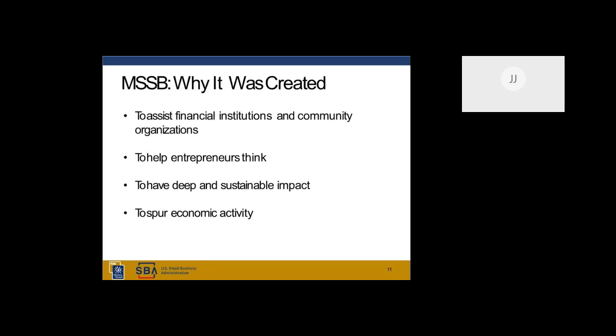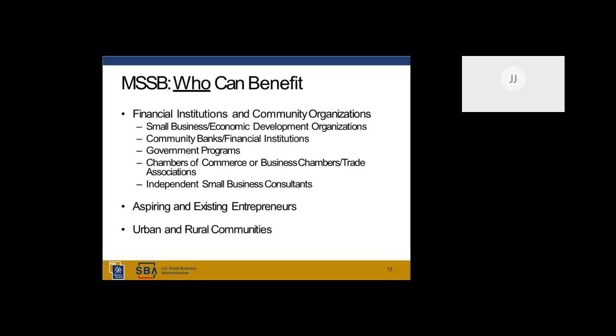Okay, MSSB was created really as a tool, but with 4 different groups in mind. So the first one was to assist financial institutions and community organizations in their mission to assist aspiring and existing entrepreneurs. The second is to help entrepreneurs think through their business model and to start and grow their businesses. Third, to have a sustainable impact in all types of communities from urban to rural. But ultimately, as our fourth point, the most important one, I would say, to spur economic activity wherever the community is that adopts the program.